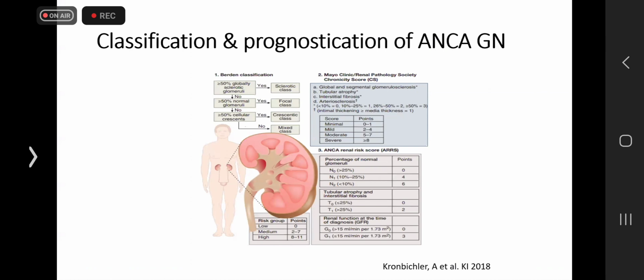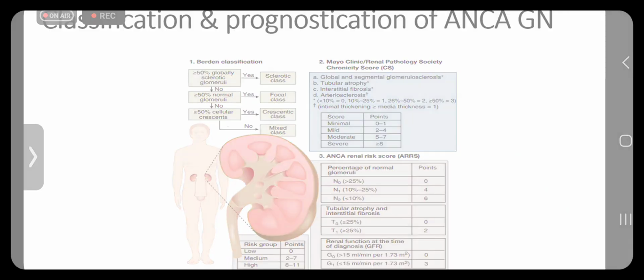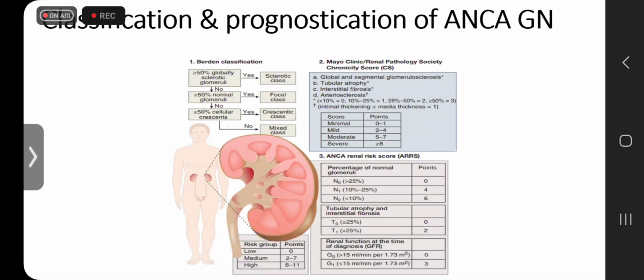So I mentioned that kidney biopsy is not only helpful for diagnosing, but also important for prognostication. And there are three main things that I want you to remember. The first is the Berden classification, which mostly began as a classification scheme where you classify ANCA-GN into 4 different categories based on the percentage of normal glomeruli or cellular crescents or globally sclerosed glomeruli into focal, crescentic, mixed, and sclerotic. Over the long term, I think it is also shown to be helpful in prognostication.